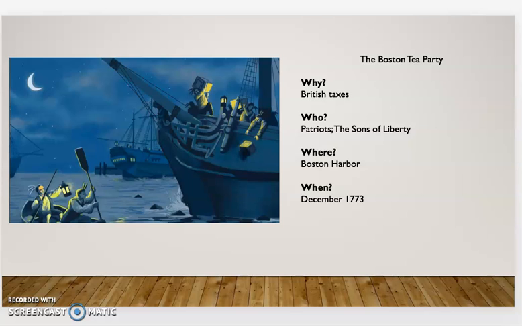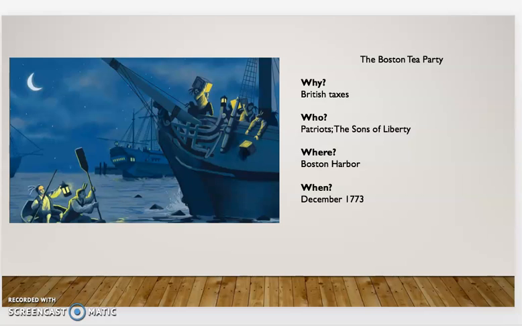Who did it? It was a group of patriots, because as we talked about in the lessons, there were two distinct groups in the colonies. There were the patriots that did not want to be ruled by the British anymore. They wanted their own independence. And then there were the loyalists who were okay with the British rule and wanted to stay British colonists and wanted to stay British citizens, and they did not want independence. So there were the patriots who wanted independence and the loyalists who wanted to stay loyal to Britain.